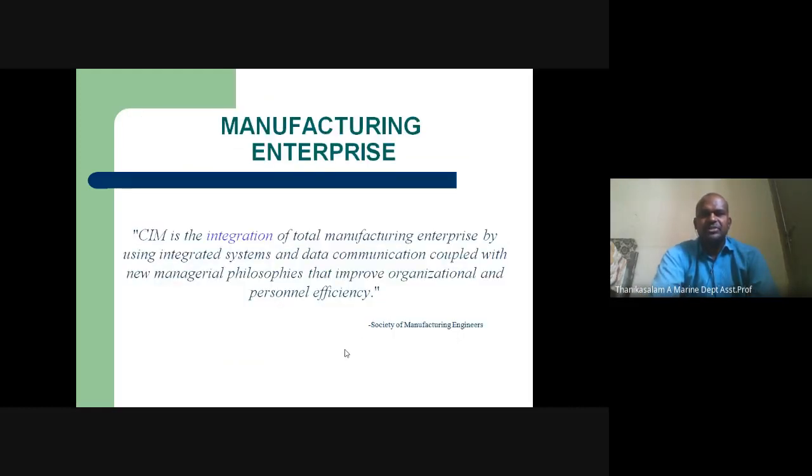Manufacturing enterprise. Computer integrated manufacturing is the integration of the total manufacturing enterprise by using integrated systems and data communication coupled with new managerial processes that improve organization and personnel efficiency. This is the definition given by the Society of Manufacturing Engineers.